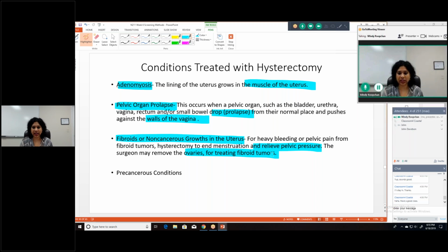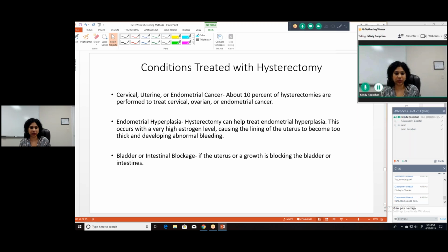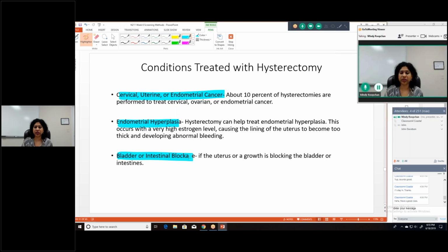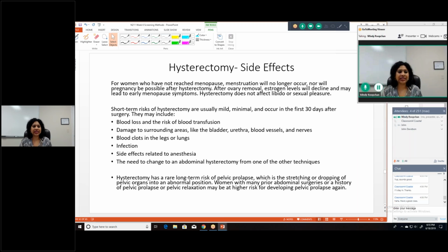And then of course, precancerous conditions would be another reason why we do a hysterectomy. Conditions treated: cervical, uterine, or endometrial cancer, and endometrial hyperplasia. This is with a very high level of estrogen. It causes the uterus lining to become so thick and develops abnormal bleeding. And then bladder or intestinal blockages. If the uterus or a growth is blocking the bladder or the intestine, you can treat it with a hysterectomy.